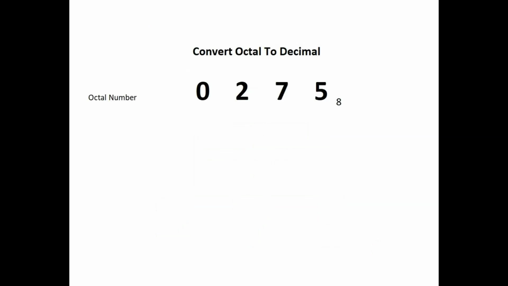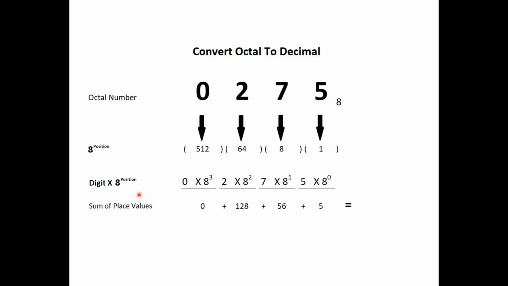To convert octal to decimal, using the digit times the base to the power of position, you will find the place values. Add up the place values, and you will have the decimal value of the number. In this example, octal 275 is equal to 189 in decimal.